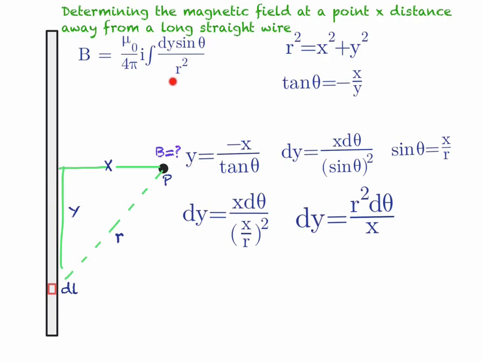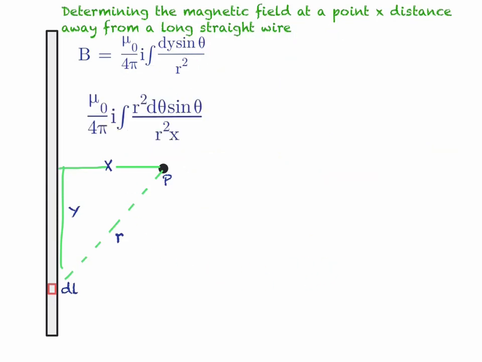So once I substitute in r squared d theta over x for dy, what I will end up with is r squared d theta sine theta over r squared x. And then you can see that x is constant, so it will end up coming out front here, and then our r squareds will cancel, and so I'll be left with the expression mu naught over 4 pi x times the integral sine theta d theta.